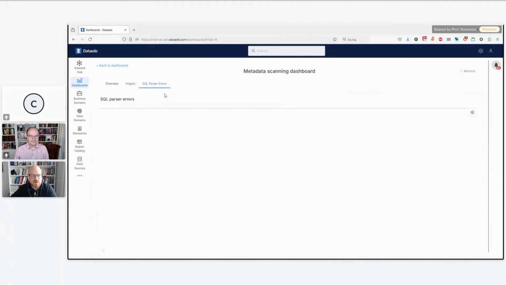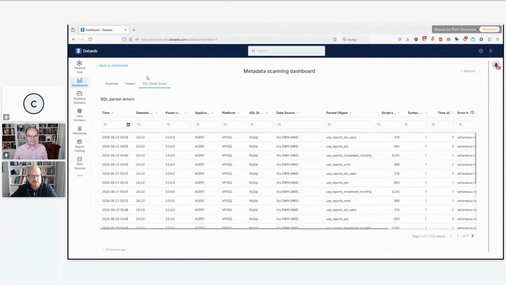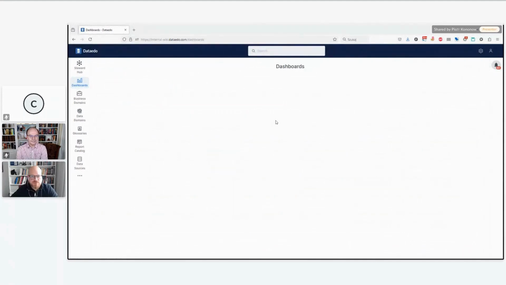Over here we have a tab that shows errors in our SQL parser for building lineage. That way it would be much easier for us and you to debug the system, to see what went wrong. And we'll add a couple of other tabs here so you can have better visibility of what's going on with the scanning.